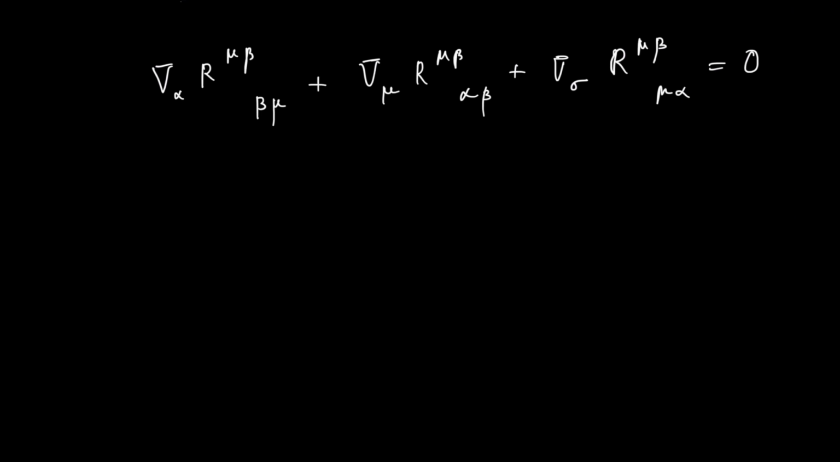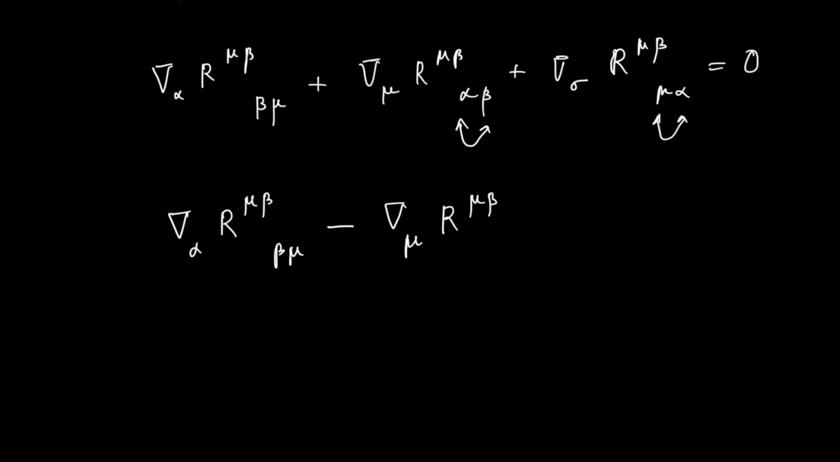Now here I will interchange alpha and beta, and here I will interchange mu and alpha. Then I will get R mu beta beta mu, minus R mu beta alpha mu, because this is the Riemann tensor and it is anti-symmetric, so if I interchange, I'll get a negative sign. This is equal to 0.